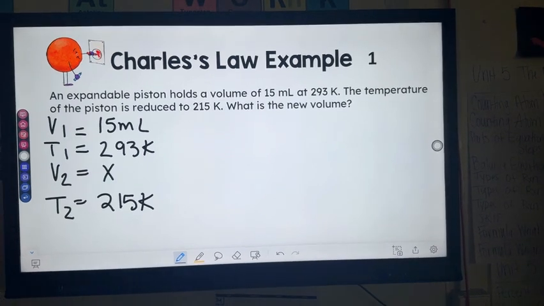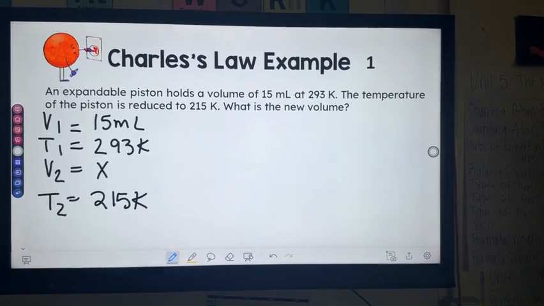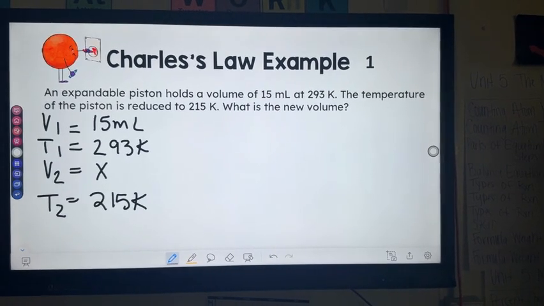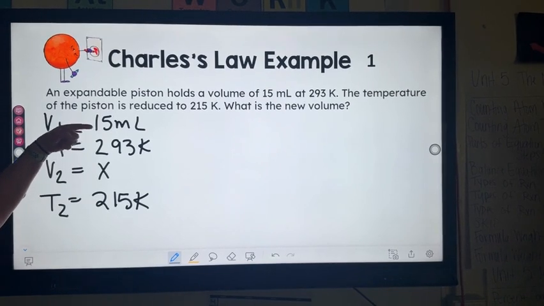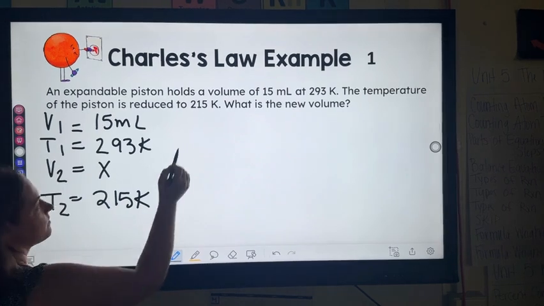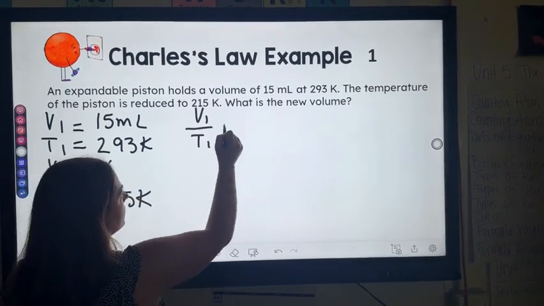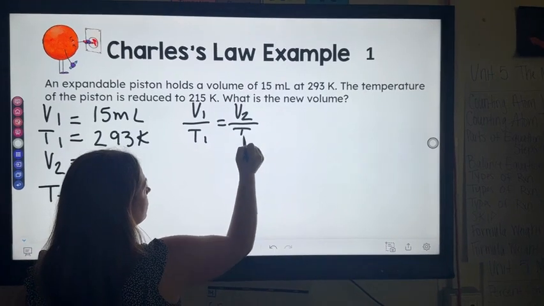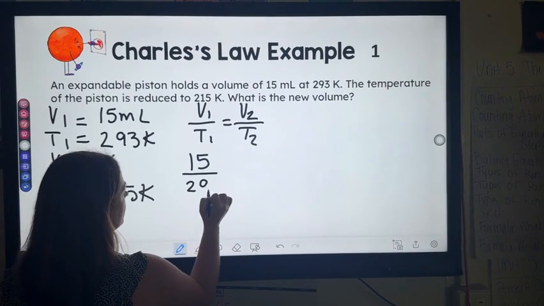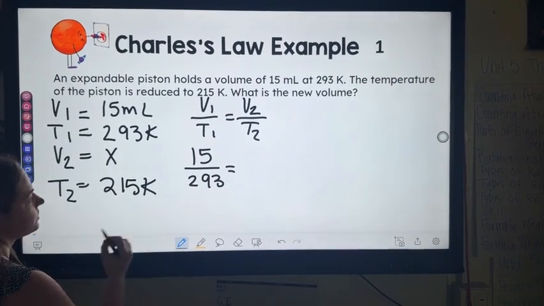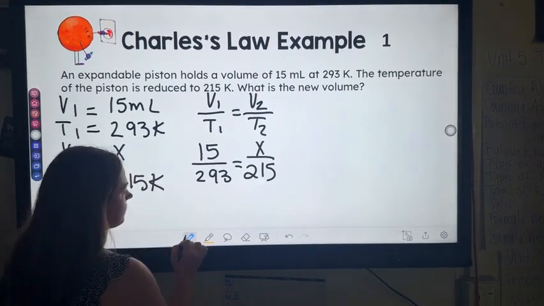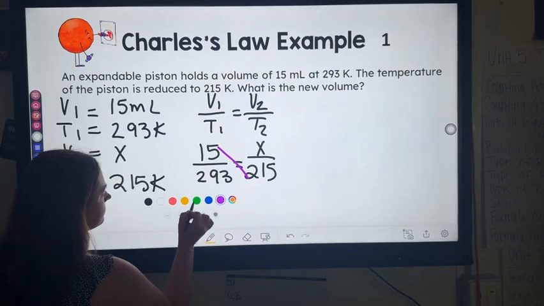So a couple things to keep in mind. When you're doing Charles's problem, you want to make sure the temperature is in Kelvin. We're already in Kelvin. And you want to make sure your units for volume are the same. It doesn't matter if it's milliliters, liters, cubic centimeters, or anything else. But our final answer will also be in milliliters. So we know it's V1 over T1 is equal to V2 over T2. V1 is 15, T1 is 293, V2 is x, T2 is 215. You can now cross multiply to solve.